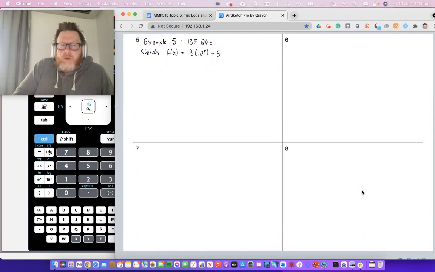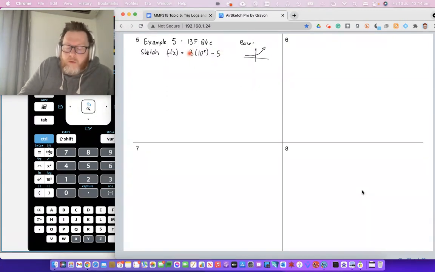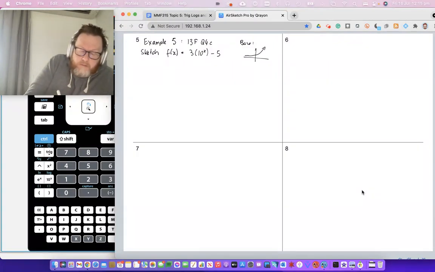So sketch f of x equals 3 times 10 to the power of x minus 5. The first thing I'll point out is that this is a transformation of a base graph. So 10 to the power of x is your base graph. Remember that the base graph for a growth, as you can see, because it's 10 to the power of positive x, is going to be looking like that. But it has been shifted down 5 units, and it has also been dilated by 3. So it's growing faster, but it's been shifted down. So our graph is going to look like this.